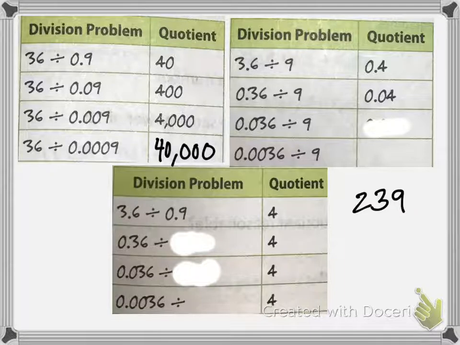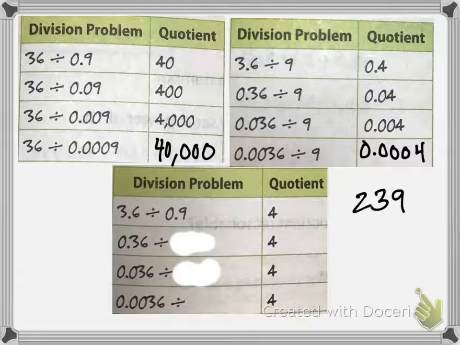Samantha, what is 36/1000 divided by 9? 0.004 or 4/1000. Jaden, what is 36/10,000 divided by 9? 0.0004. Yes, perfect. Great job. So then these ones are a little bit harder. We've got 3 6/10 divided by 9/10, we get 4.